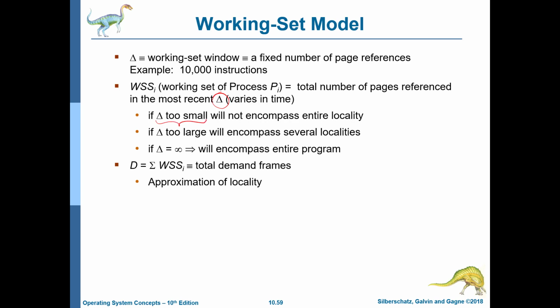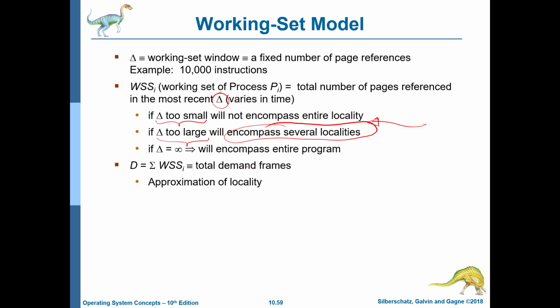For example, if delta is too small, it will simply not encompass the entire locality, the entire set of data that the process accesses. So it can't be too small. It can't be too large because then it will encompass several localities, in the sense that it will look at a broad range of memory regions. And of course, if it's infinity, it will encompass the entire program. But choosing the appropriate delta to determine the working set, where the working set is defined as the set of pages that a program requires at a given point in time, right? And that point in time is actually a duration. It is the number of references made within a duration, but the duration itself is kind of vaguely defined, as you are seeing.